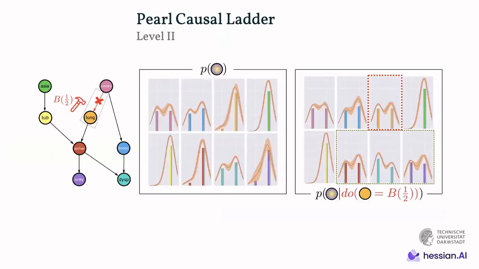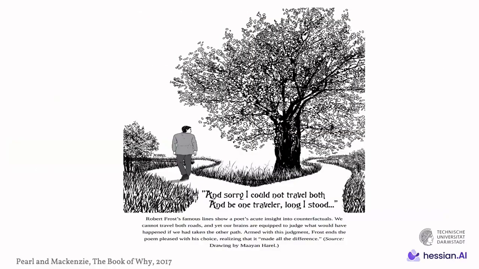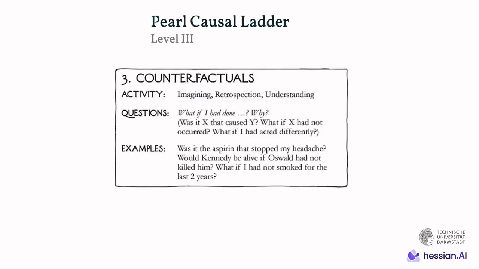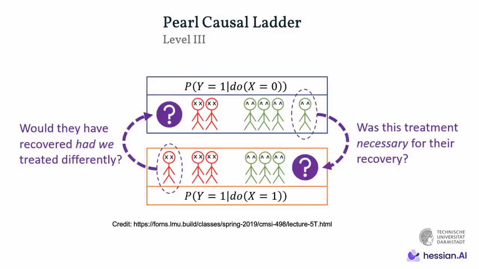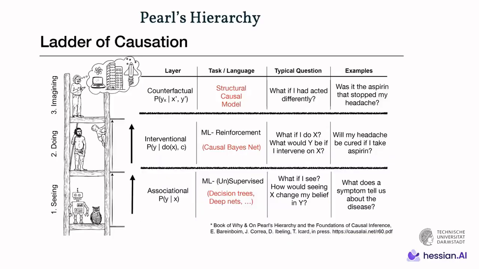And this is like the counterfactuals, right? Where he says, sorry, I could not travel both and be one traveler, long I stood. So we have to choose one of the paths. You can only choose one, right? A good counterfactual would be that you might be thinking right now, what the hell, I would have sat somewhere eating something or maybe enjoying, why am I sitting here, right? But you'll never know what would have happened. So counterfactuals, imagining, right? We spoke about that.